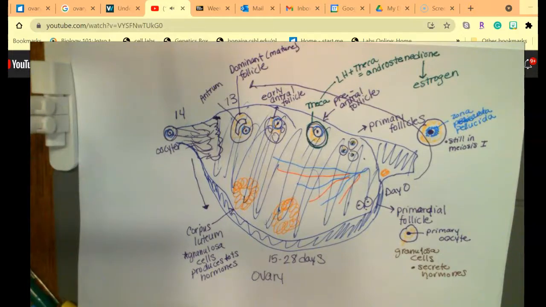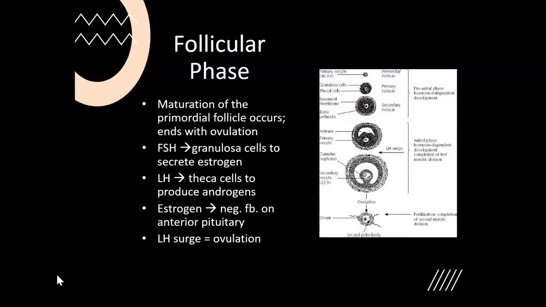So let's recap this whole process with some actual slides and words and something different than just this amazing artwork that I did. During the follicular stage, during the early and middle follicular phases, follicle-stimulating hormone is going to stimulate the granulosa cells to proliferate and then to secrete estrogen. And luteinizing hormone is going to stimulate those theca cells to proliferate and produce the androgens that the granulosa cells use to make estrogen.